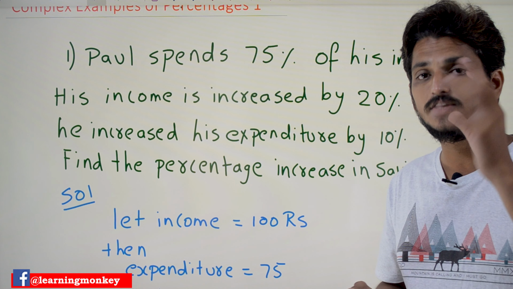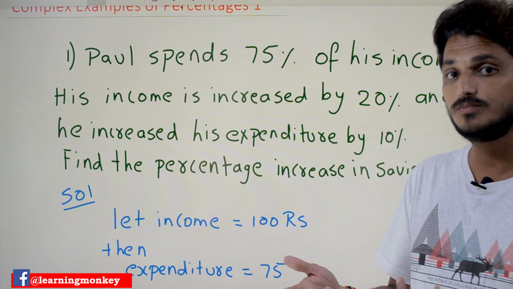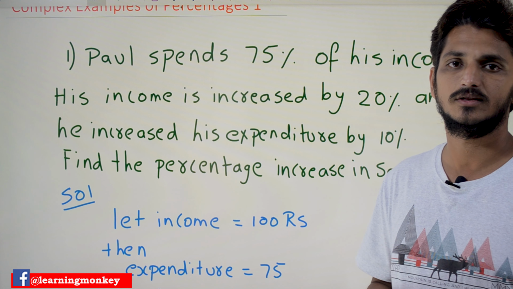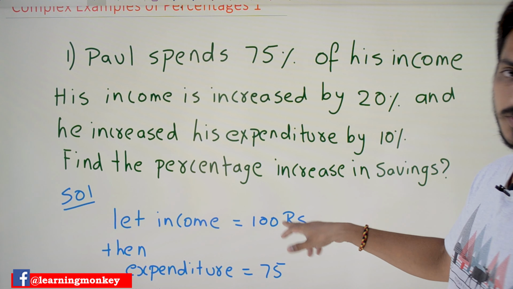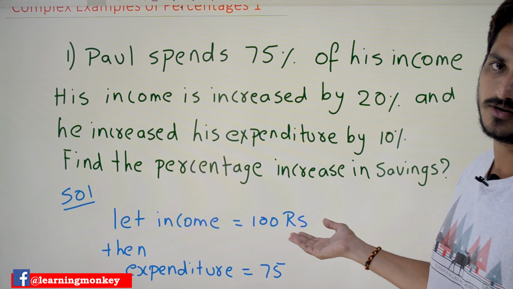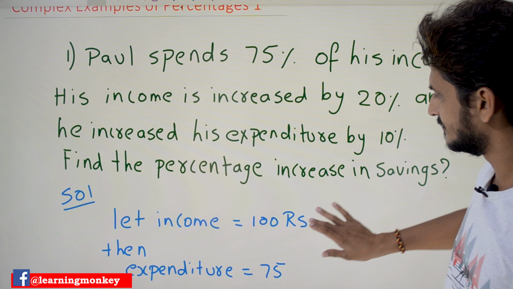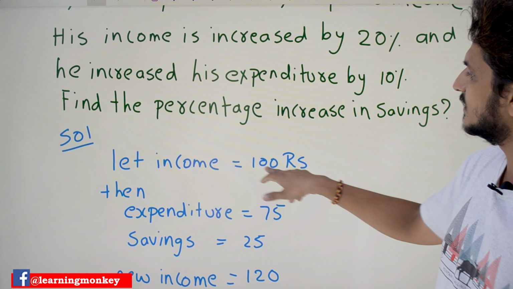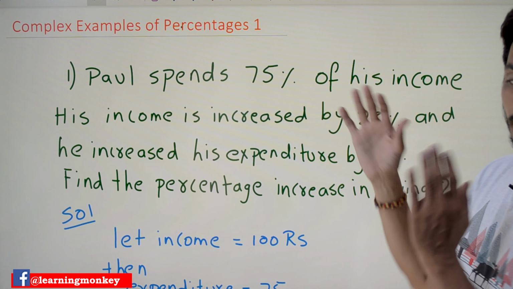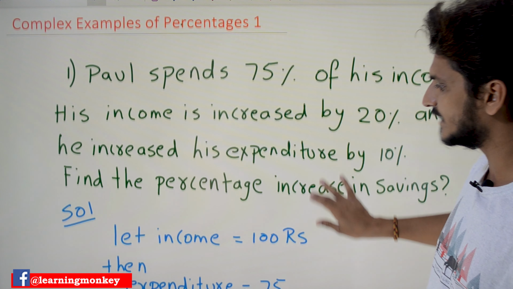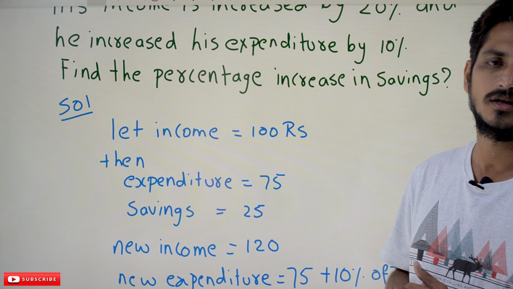So that's why you can choose. For simplicity purpose, if you take 100, for calculation purpose, it is very easy. So this point you have to understand. These type of questions, you can assume that the initial income is 100 rupees. Initial, whatever the values, you can take it as 100. So let the income be equal to 100 rupees. From the question, 75% of the income he is going to spend, means what's his expenditure? 75. What's his savings? 25.